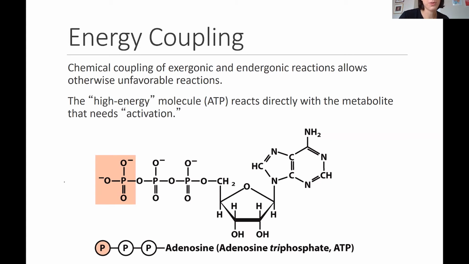These are words we're going to be using, the reason they're in quotations here, so you get familiar with these words and what we actually mean chemically. We're taking a molecule that releases energy and we're directly reacting it with another molecule that needs energy to proceed to its final product. This coupling we usually call activation.